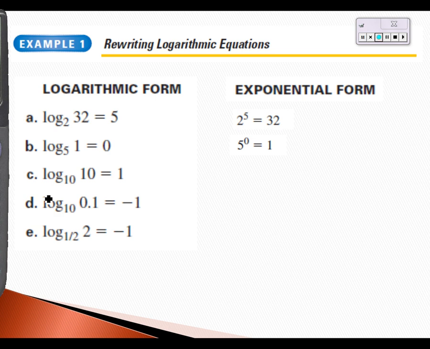Jason, what about the next one? How would you write that? What to the what equals what? Yeah, well, we're asking, like, over here, 5 to the 0 equals 1. What's going to go over there? Here, 10 to the 1 equals 10.